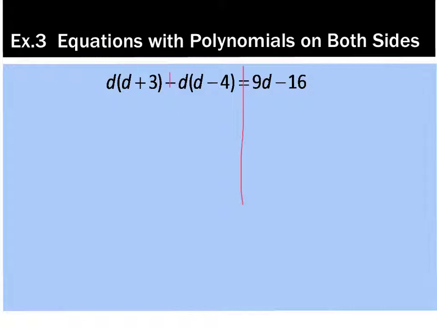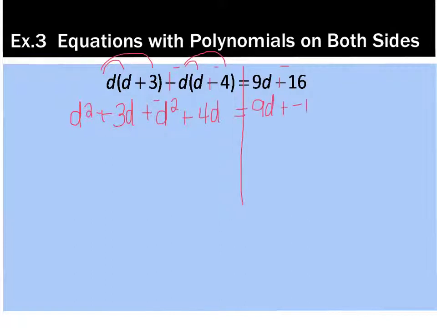Before I start, if I were you, I would add the opposite. Okay, and then I would distribute, so d times d is d to the second, plus d times 3 would be 3d. Remember, when you multiply variables and numbers, make sure you put the number first, plus the opposite of d times d is going to be d to the second, and it's going to be a negative, plus, and then the opposite of d times negative 4 is going to be a positive 4d. And then that is equal to 9d plus negative 16.